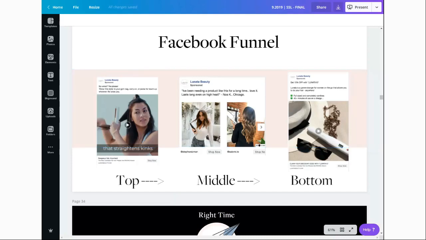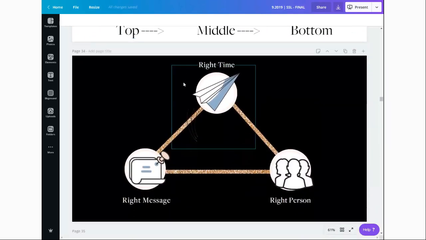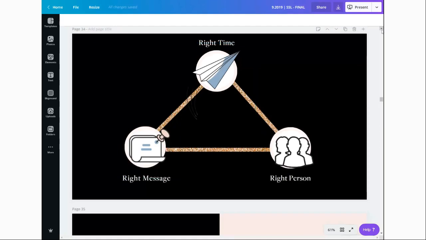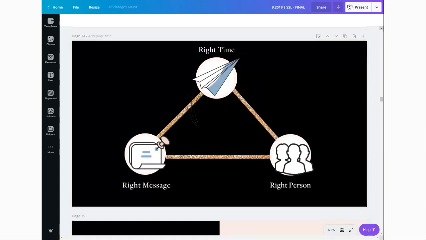So here's the thing, right? At the end of the day, this is what you need. You need to have the right person seeing the right message at the right time. Now, it's not hard to get this. You just really have to understand the process, because once you understand the process, it's all good. Like, you know how to set it up. You have your system and you're ready to go.